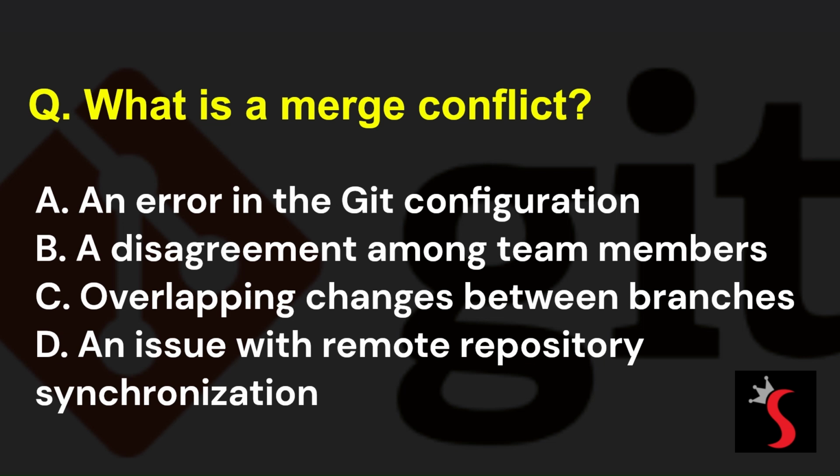What is a merge conflict? A. An error in the Git configuration. B. A disagreement among team members. C. Overlapping changes between branches. D. An issue with remote repository synchronization.